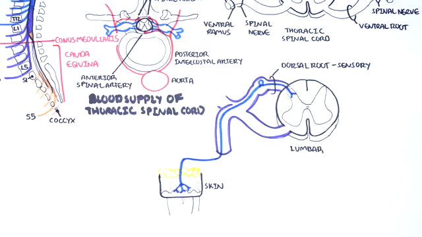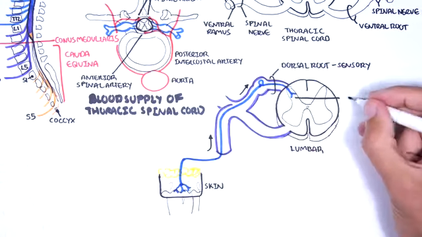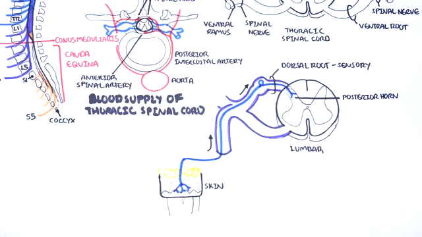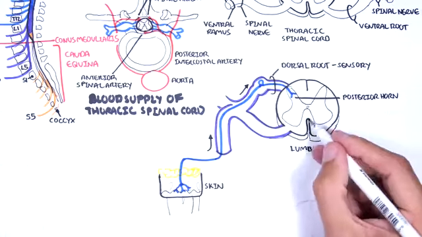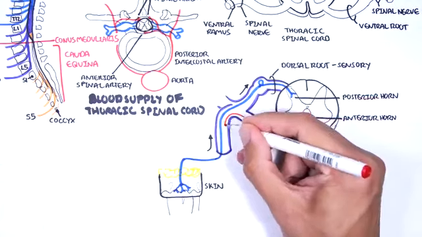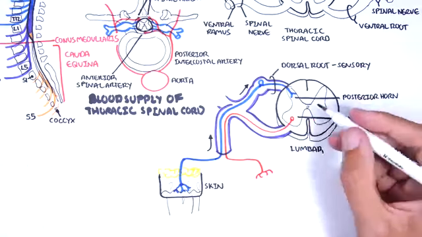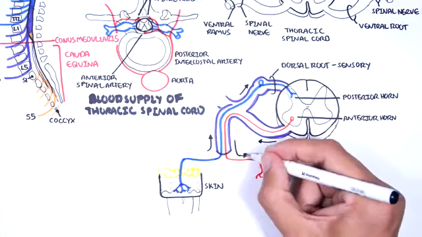The sensory neuron will travel to the posterior horn of the spinal cord. The anterior horn of the spinal cord is where the lower motor neurons arise, and they will exit the spinal cord through the ventral root and target an effector organ, for example, the muscle.